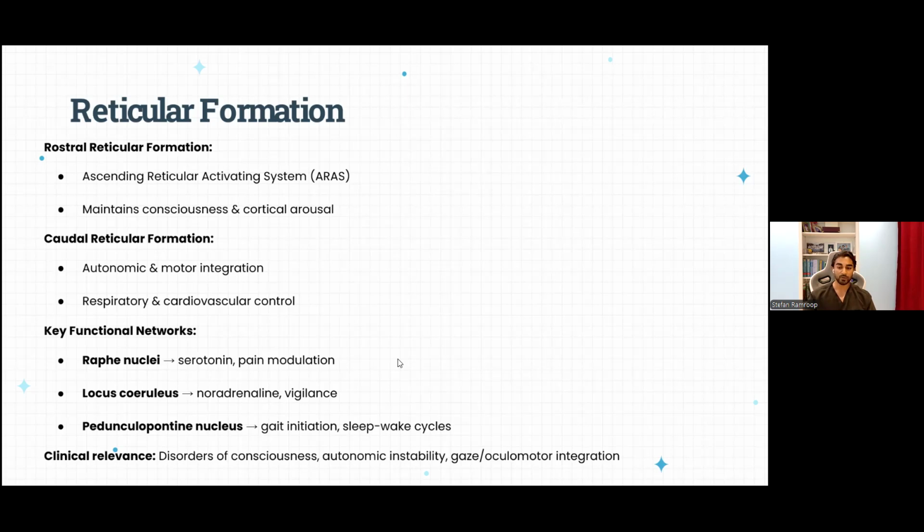And then you have your pedunculopontine nucleus positioned at the mesencephalic-pontine junction. That contributes to gait initiation and it modulates REM sleep. And this nucleus has actually become increasingly relevant in movement disorder research and deep brain stimulation. So reticular formation involvement is suggested when a patient presents with disorders of consciousness, autonomic dysregulation, or deficits that do not map cleanly to a single cranial nerve nucleus or tract.